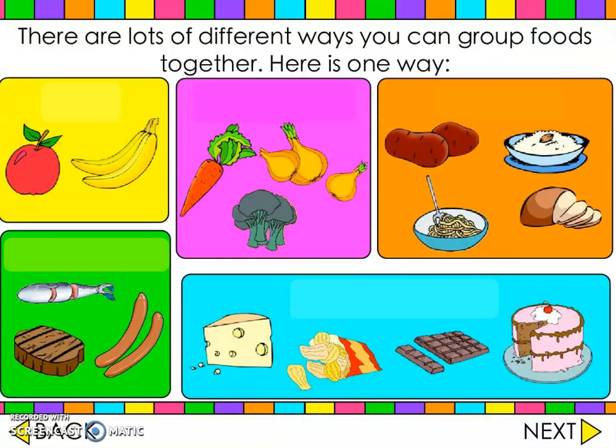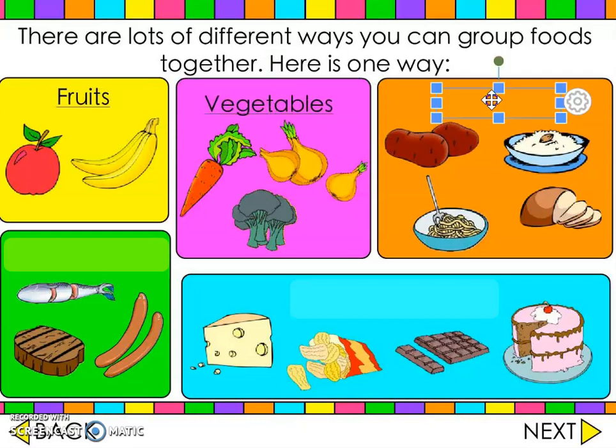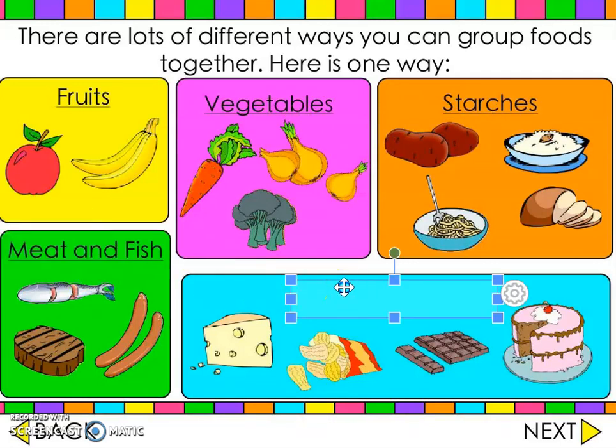And here we can see just one way of doing it. Now I put things into different categories. So we've got fruits, vegetables, starches, meat and fish, and fats and sugars. So I've organised these and grouped them as different food groups. How did you do yours?